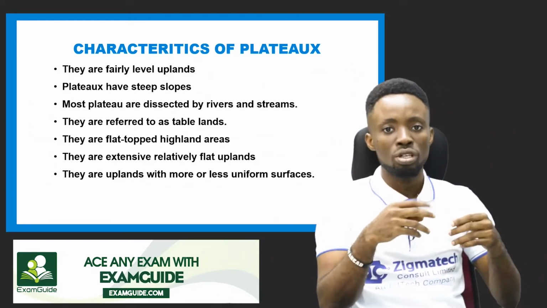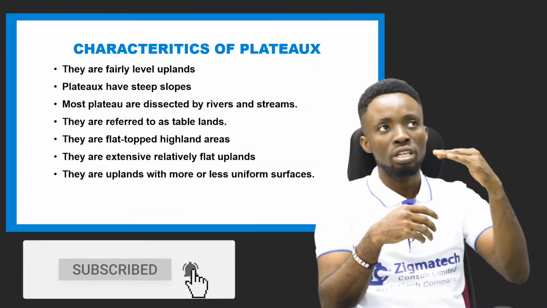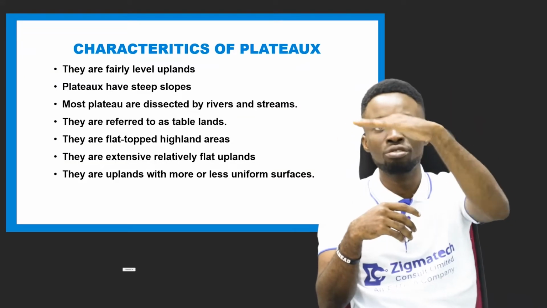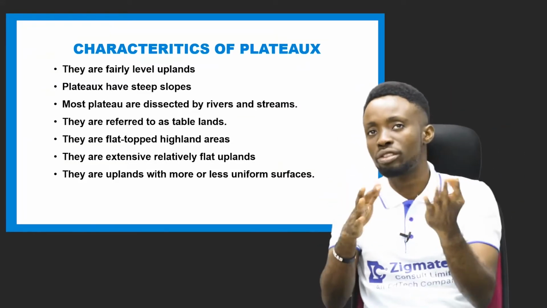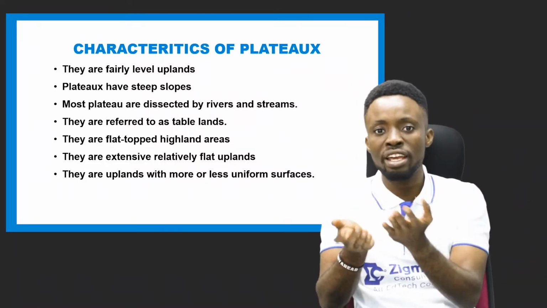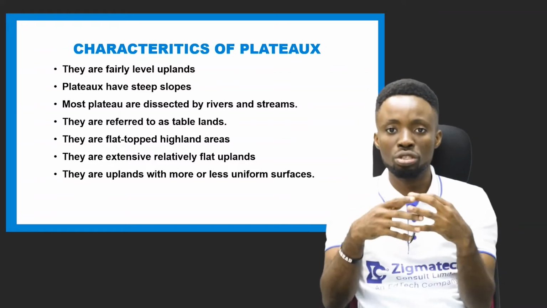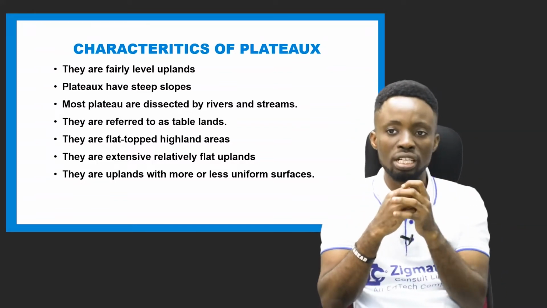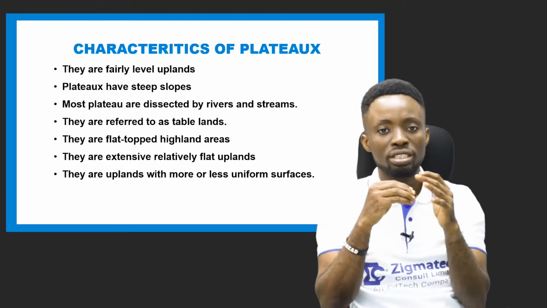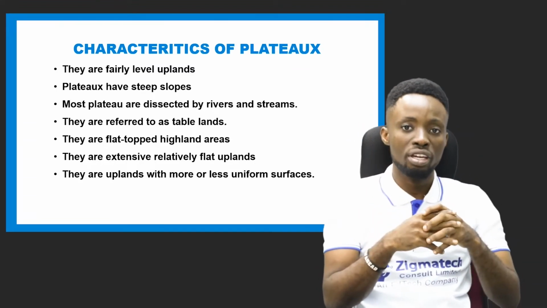Then another feature or characteristic of a plateau is that the uplands have more or less uniform surfaces. You go to some plateaus, you look at their surface, they're actually uniform. Then you go to some other plateaus and you look at the surface of that plateau, they have less uniformity around the regions of such a plateau. So these are some of the features that you can see when you go to a place where we have a plateau.